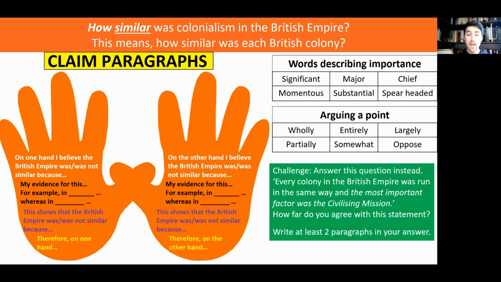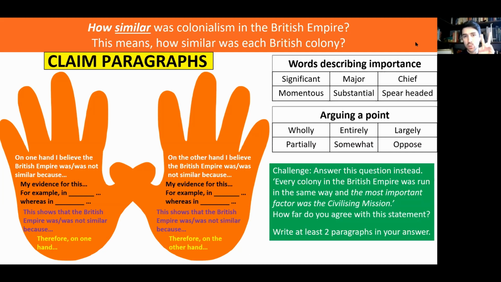So again, in short, to answer that question, you need to write 2 claim paragraphs using the sentence starters on the board, and I am going to insist that you do stick to those sentence starters on the screen, because we're learning a new way of writing. On one hand, on the other hand. The other thing that you must do is use at least 2 words from the tables that I've given you. You need to use 1 word from the first table, words describing importance, and 1 word from the second table, words arguing a point. These are the same words that we've been using all cycle in those last activities with the hexagon.